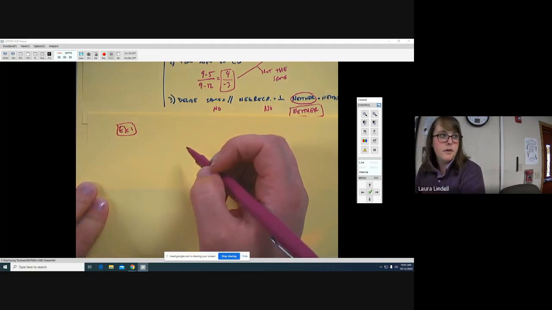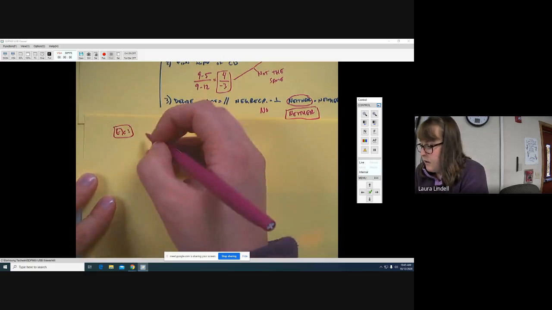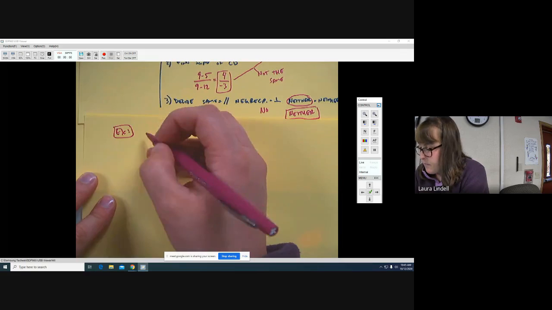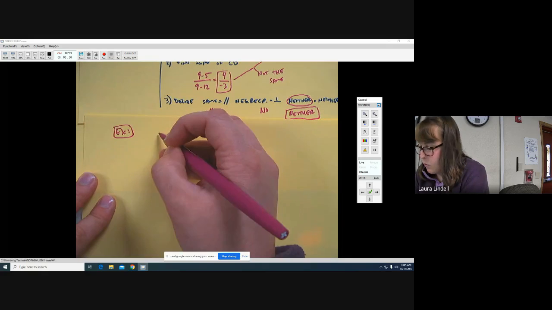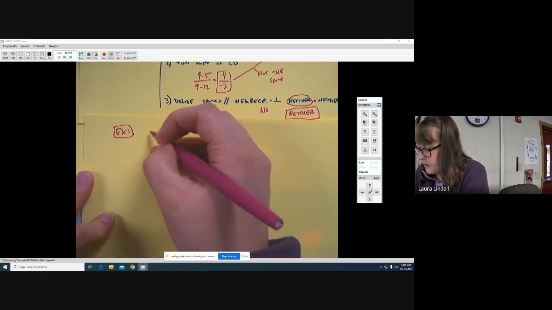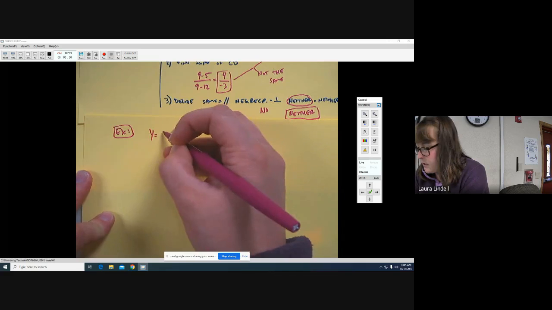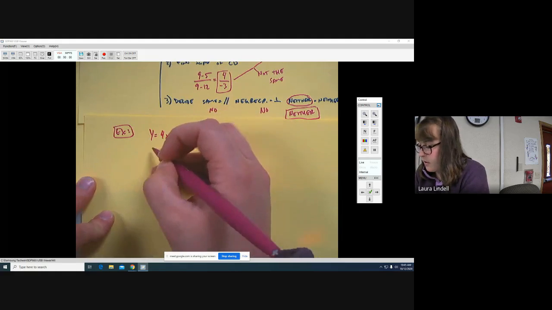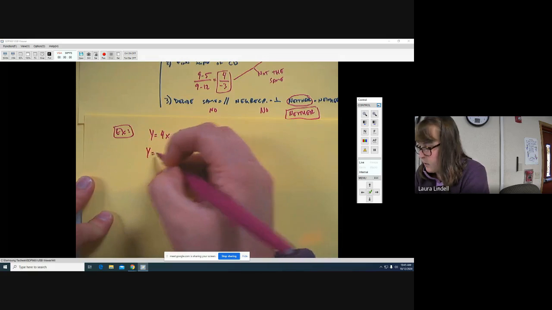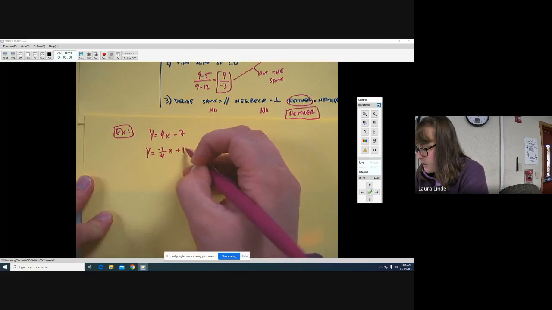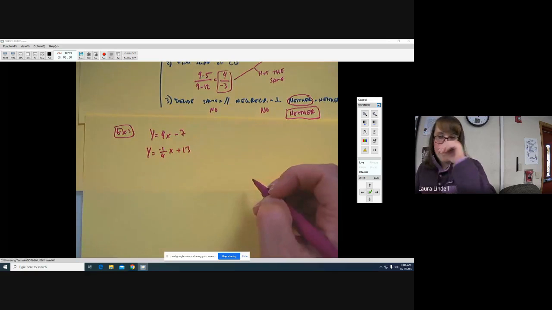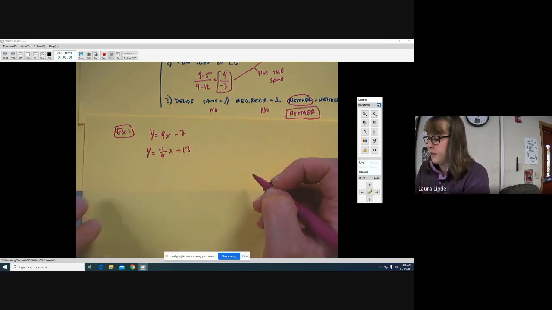Next example. Let's say that one of our lines is y equals 4x minus 7, and the other line is y equals negative 1/4 x plus 13. And we're going to be asked, are these parallel, perpendicular, or neither?